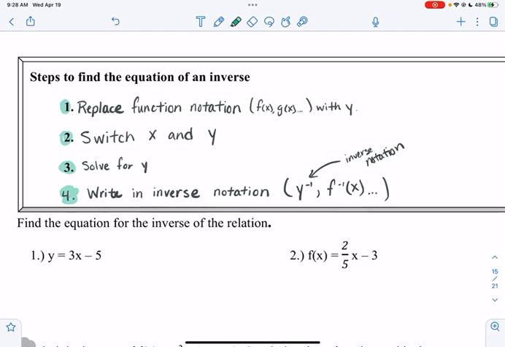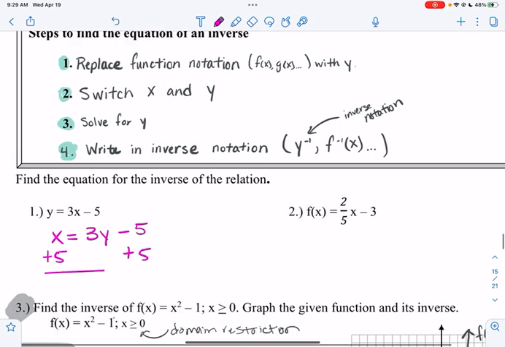Just proper notation there. So if we look at number 1, it's already in y equals. So we're just going to go ahead right away, switch your x and y, and make it x equals 3y minus 5. The steps, depending on the type of equation you have, are going to be a little different each time, but the process is the same. Switch x and y, attempt to solve for y. So we're going to add the 5 over. Get x plus 5 equals 3y.